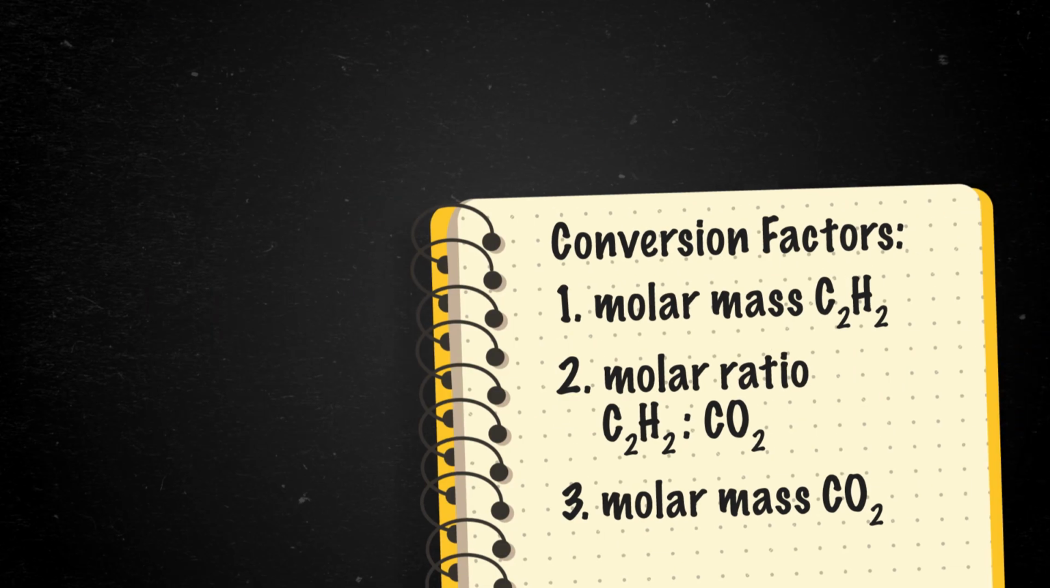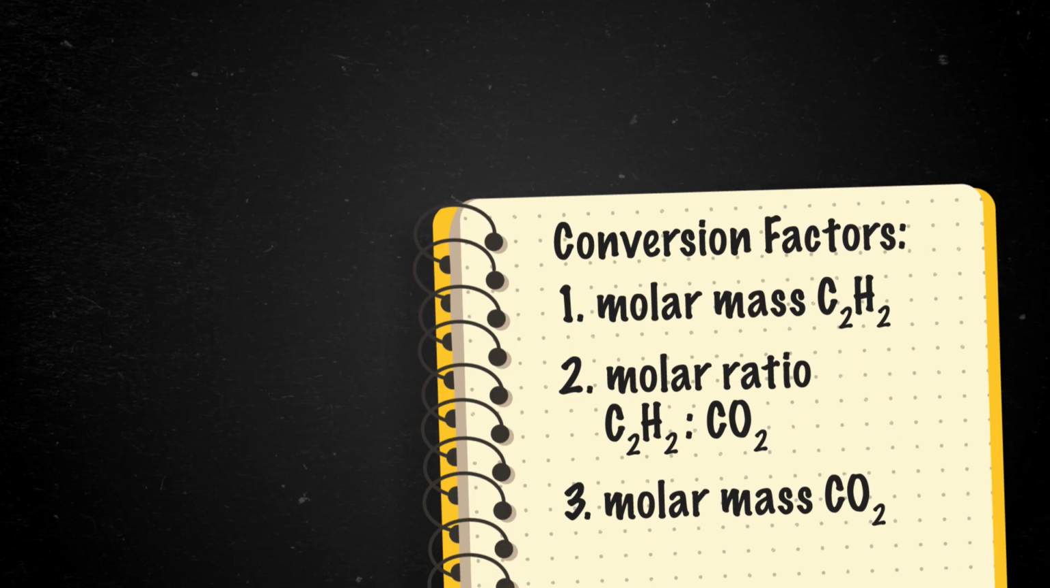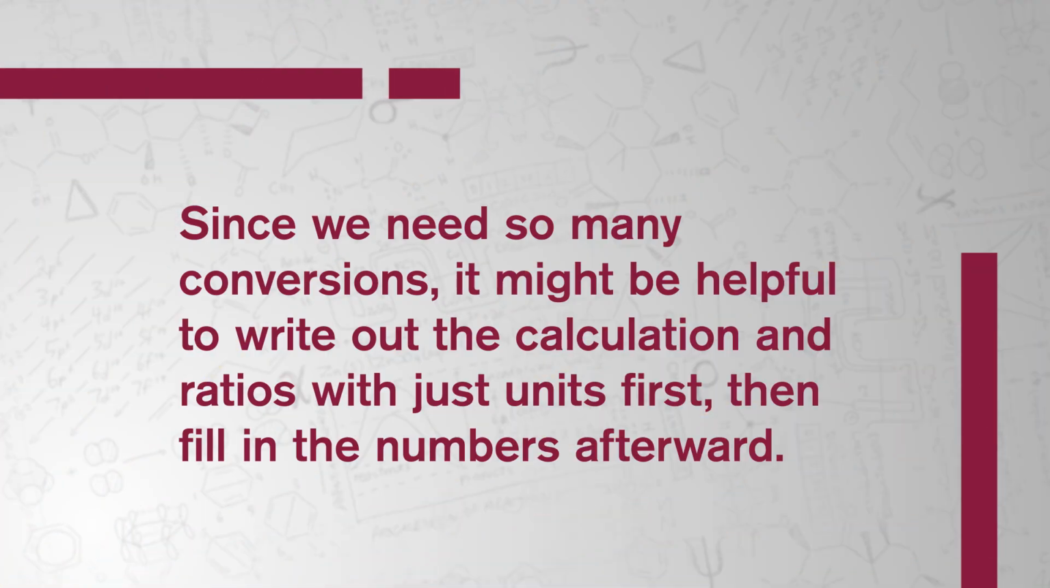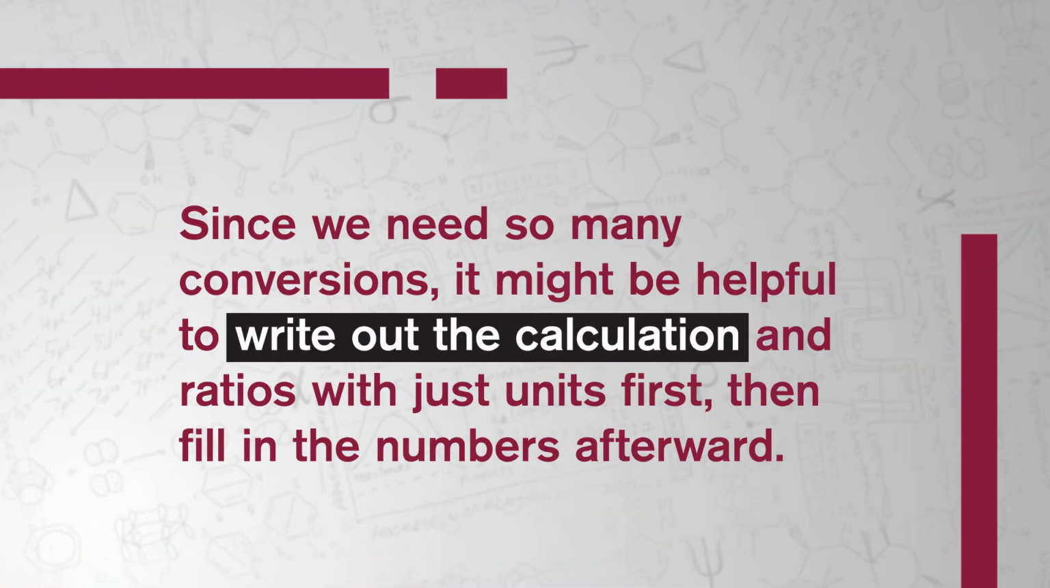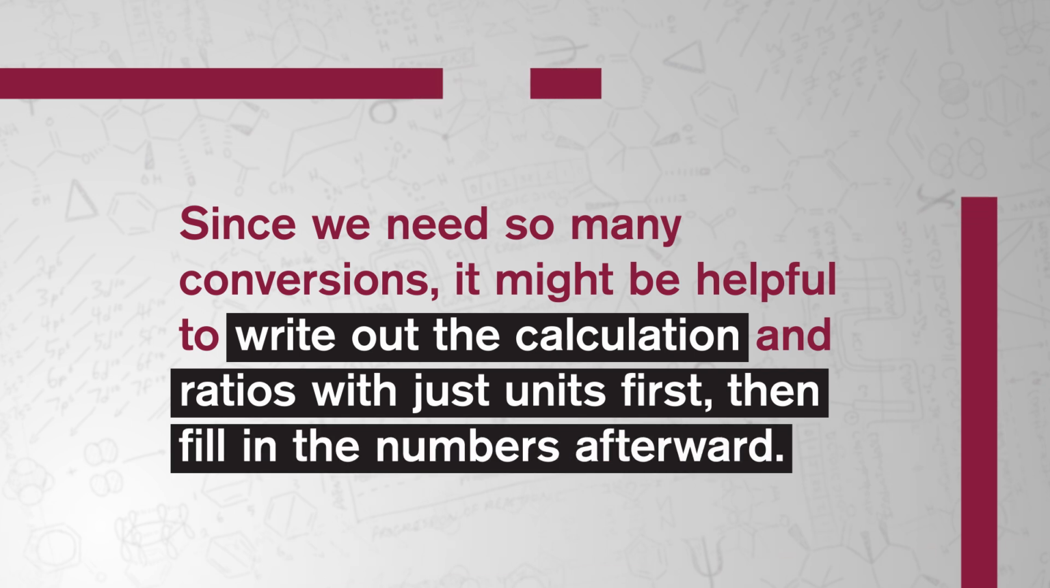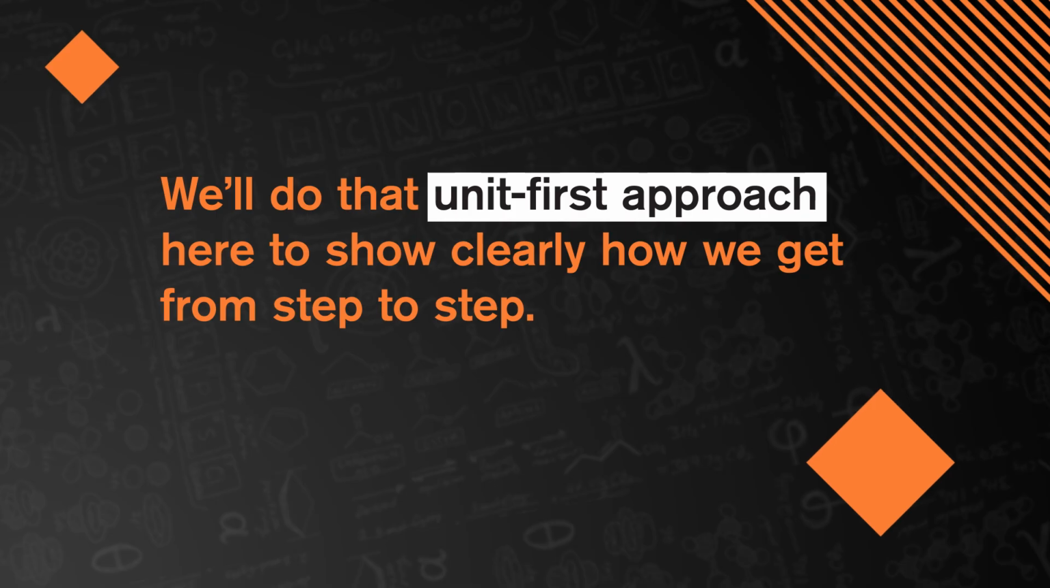First, we'll need to figure out which reactant is our limiting reactant. Beginning with 15.2 grams of acetylene, we'll use 3 conversion factors to find out how much carbon dioxide each reactant can produce on its own. Since we need so many conversions, it might be helpful to write out the calculation and ratios with just units first, then fill in the numbers afterwards. We'll do that unit first approach here to show clearly how we get from step to step.